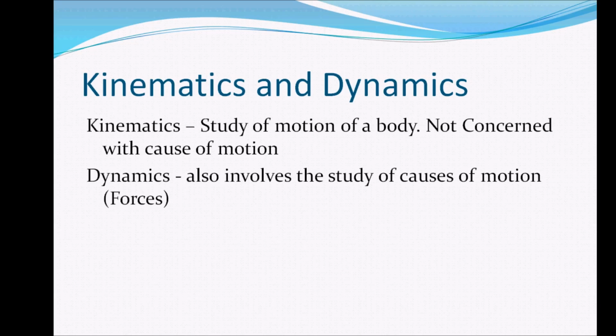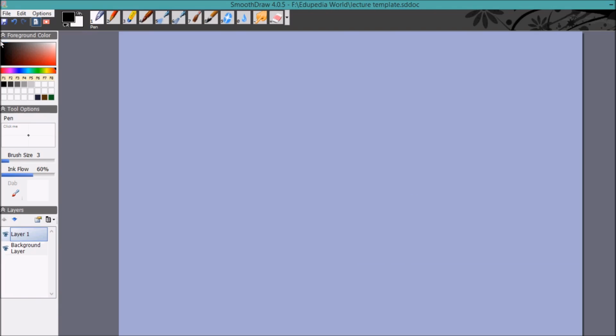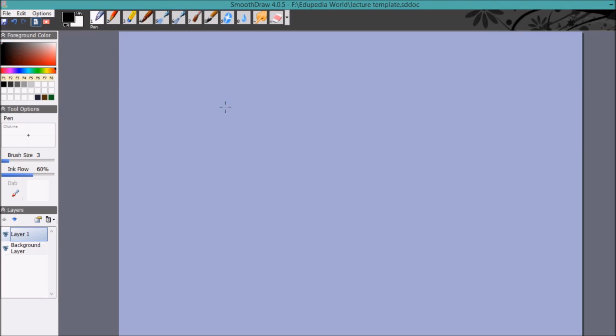Dynamics also involves the study of causes of motion, which we've learned in Newton's laws of motion are called forces. So let's get into it. We've seen kinematics of circular motion earlier, and now we'll expand our knowledge to dynamics of circular motion. So first let's take a little bit of a recap of kinematics of circular motion.